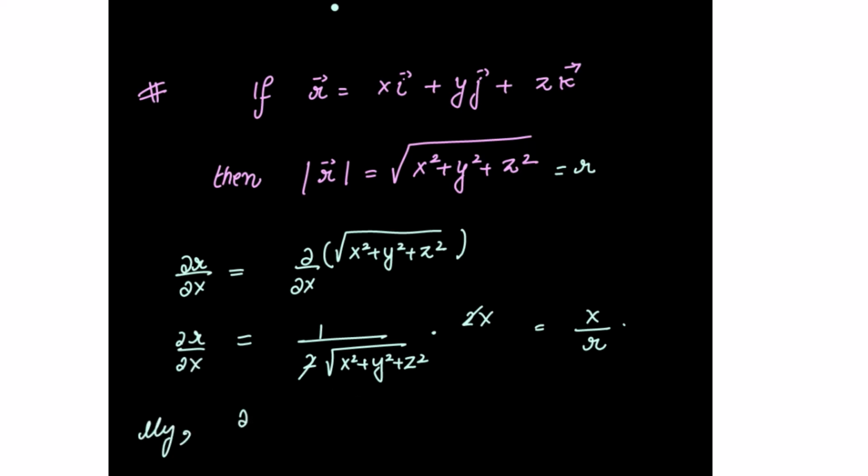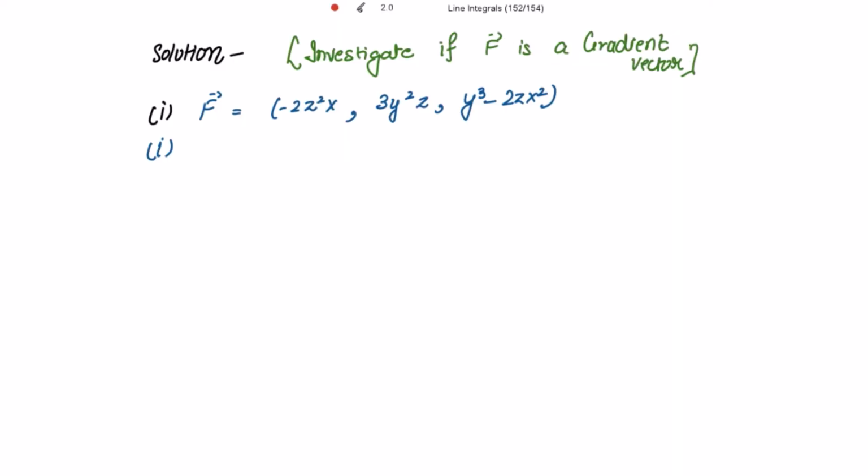Similarly, ∂r/∂y is y by r, and ∂r/∂z is z by r. Please keep in mind these steps which are helpful. So this is the first part and F vector is given to us. This is your f1, f2, f3. We have to investigate whether this F vector is a gradient vector or not. So for that, let's calculate the curl of F vector.